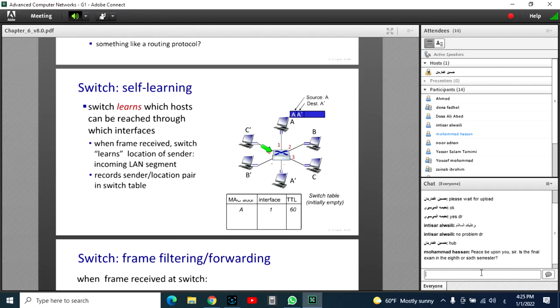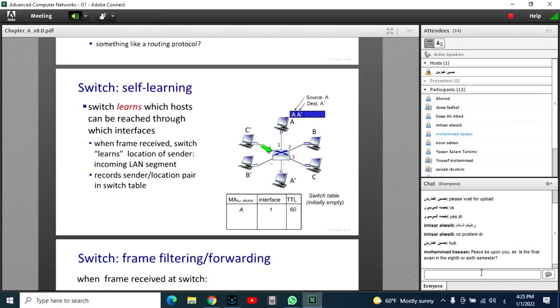Again, if there is pre-knowledge about the destination, the switch can find that knowledge in the switch table, and it finds the destination port, destination address, destination interface, and the switch will forward those frames over that destination interface. Okay, and everything is finished.